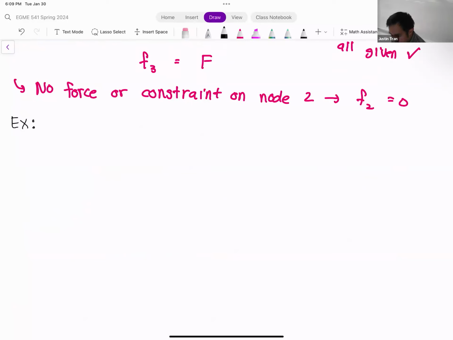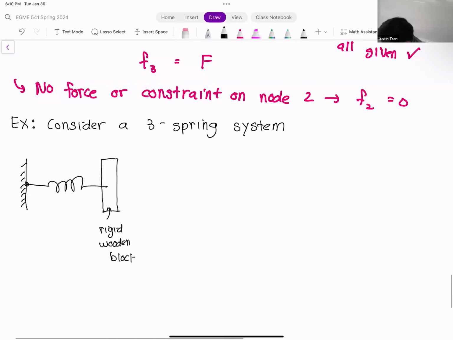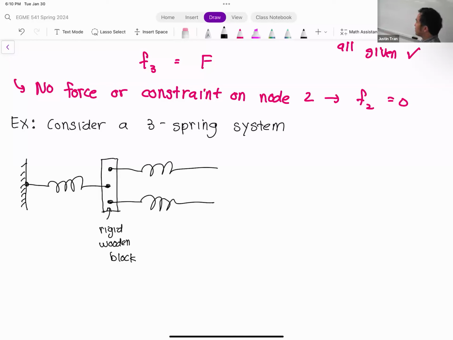For this example, we have a 3-spring system. Just like the previous example, we're going to have a fixed wall. We're going to have one spring coming off from the wall, and this spring is going to be attached to a wooden block. We're going to assume that wooden block is rigid. The reason that's important is that on this block, we're going to attach the other 2 springs: one spring up top and another spring on the bottom. The fact that the wooden block is rigid means that everything in that block is going to move together.